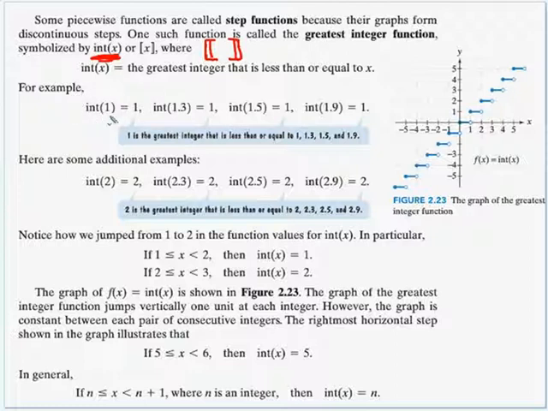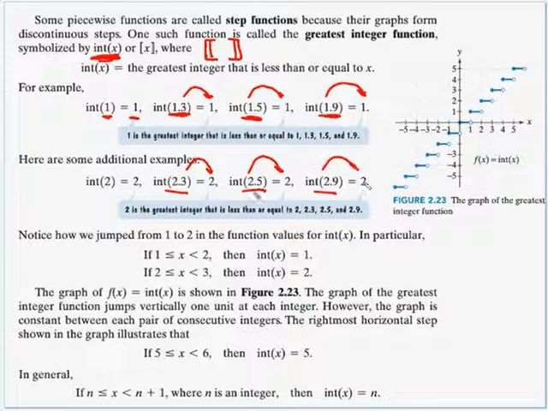If you're taking the greatest integer of 1, you round down to 1 because it is a whole number. 1.3, you would also round down to 1. 1.5 would get rounded down to 1. 1.9 would also get rounded down to 1. Don't think about it as rounding up or rounding off. It's always rounding down. Here's some other examples. The greatest integer of 2 is 2. 2.3 you'd also round down to 2. 2.5 round down to 2. 2.9 down to 2.